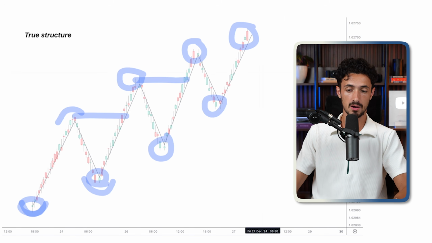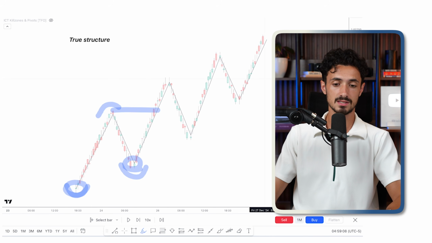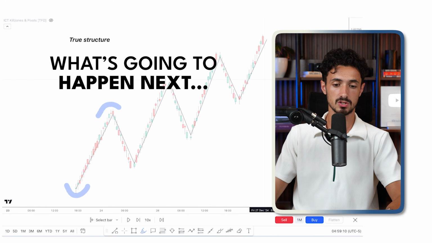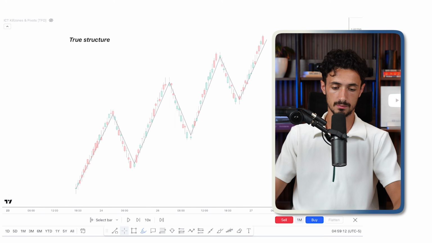That is one of the biggest parts of market structure. It's going to give you an insight on what's going to happen next so that you can get involved when that move comes. Next, I want to walk you through the change of character.